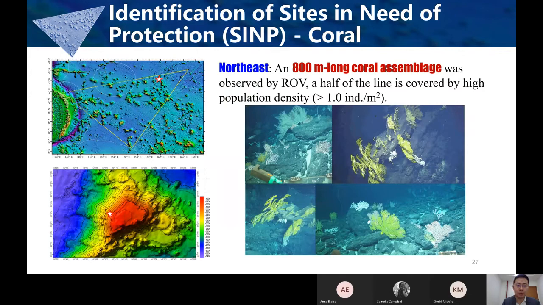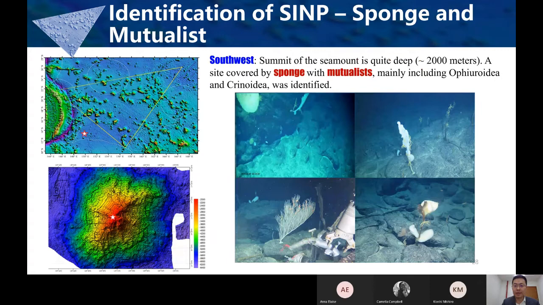In the northeast, an 800 meter long coral assemblage was observed by ROV. Half of the area is covered by a high population density. That means more than one individual per square meter. In the southwest, the summit of the seamount is quite deep. That means the top of the seamount is about 2,000 meters. A site covered by sponge with mud was identified.